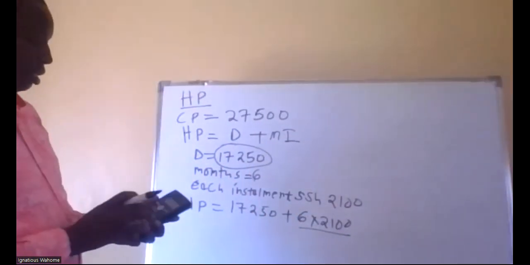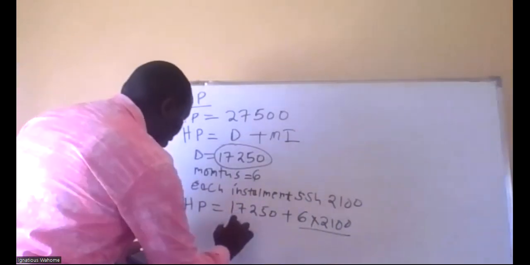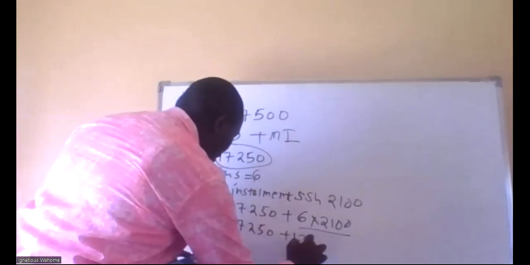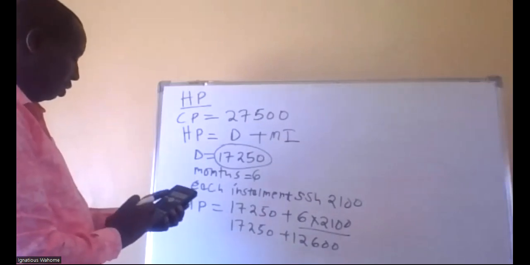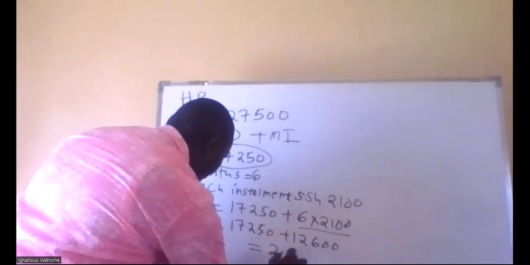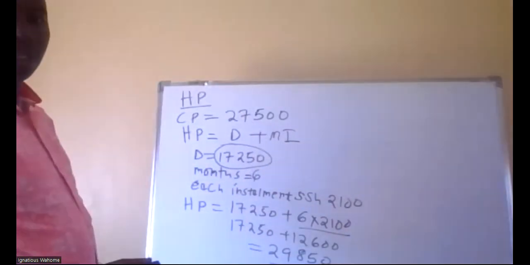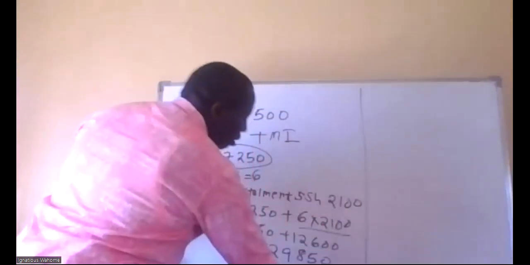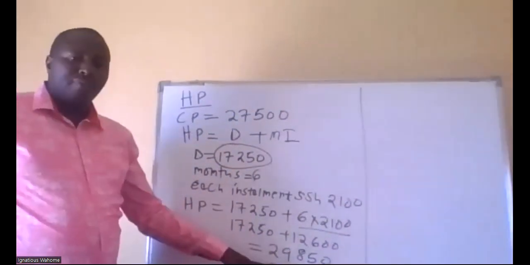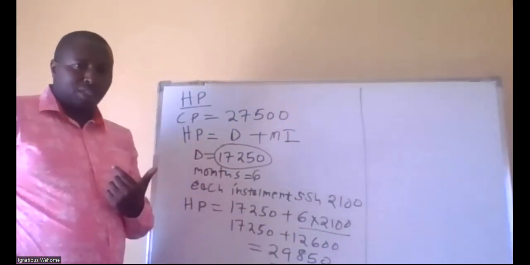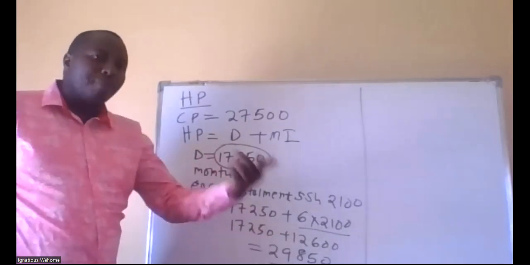We see what's the hire purchase price. So 6 times 2,100, you get 12,600. So 17,250 plus 12,600. The answer is the hire purchase price is 29,850. That's the hire purchase price. But our examiner is not asking us about the hire purchase price. He is telling us to calculate the rate of compound interest that was charged on the balance.